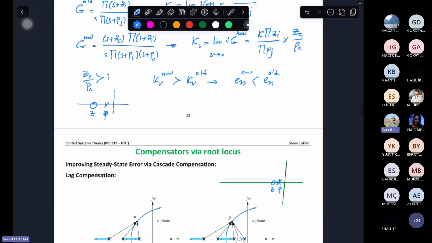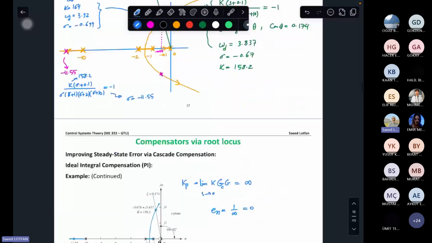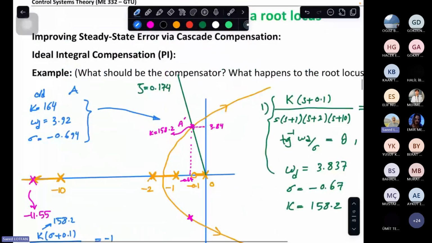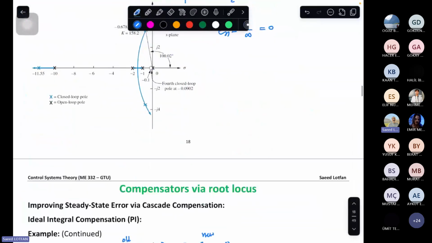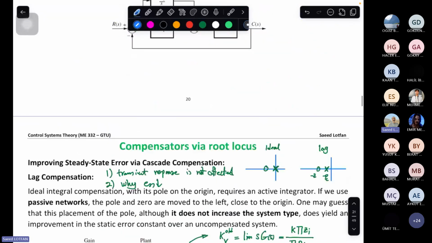Not like the example before. Here the effect was not that much. You see 3.92 becomes 3.84, and 0.69 becomes 0.67. So this effect being small means that your zero-pole cancellation is good. The zero here is 0.1. You can change it to 0.01 also to see what the effect of the condition is.